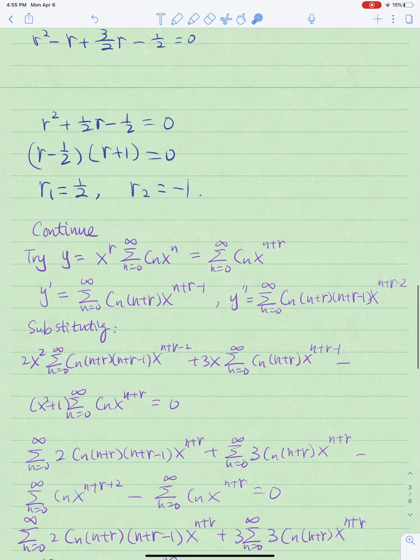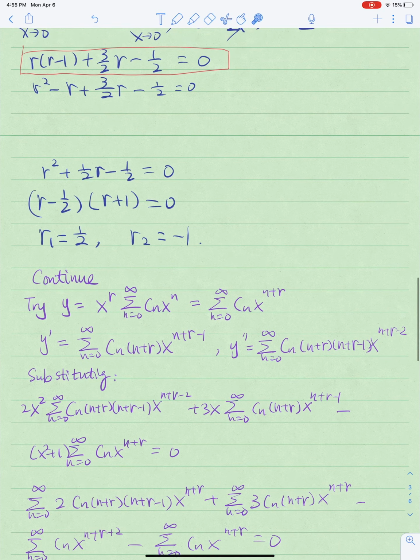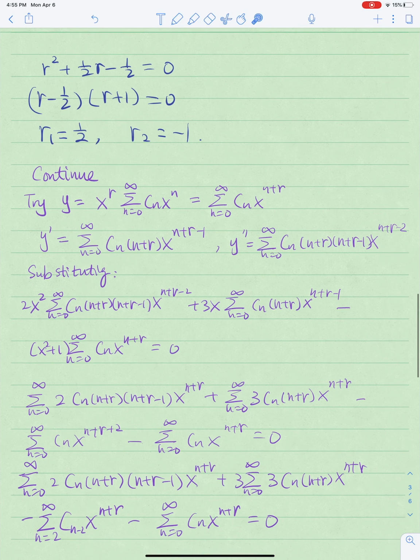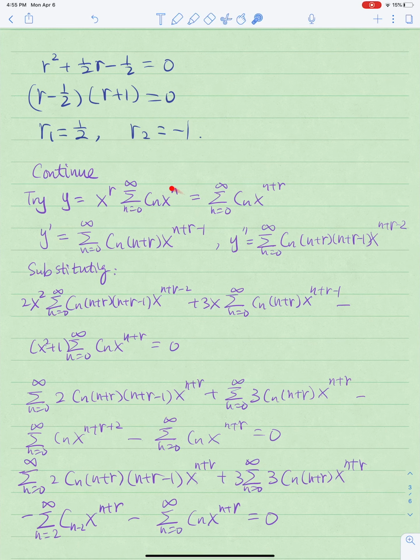All right, we're going to continue on the example from last time. Last time we found R1 is half, R2 is -1. Now we're going to plug in the Frobenius series to try to determine the coefficient Cn.